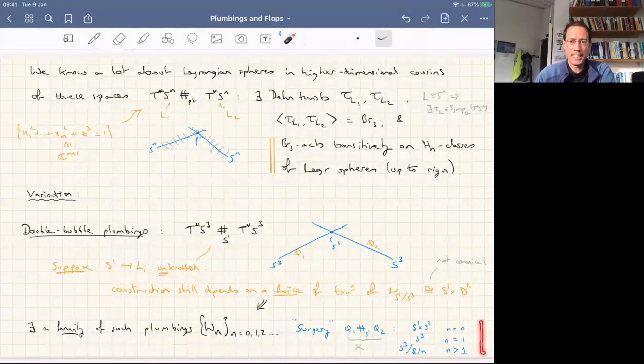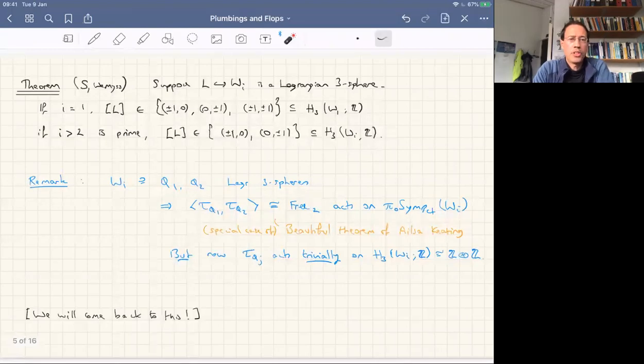So when n is 0, I get S1 times S2. When n is 1, in my convention, I get the three sphere. And for larger n, I get a quotient of the three sphere, so the lens space, Ln1. Okay, so this is already slightly more interesting than the geometry I could see in these A2 spaces, where when I smooth out this intersection, I just get another sphere. But now it might be that the new thing I get by doing some surgery is not a sphere. So I'd like to ask this question: what can I understand about Lagrangian submanifolds of these double bubble plumbings?